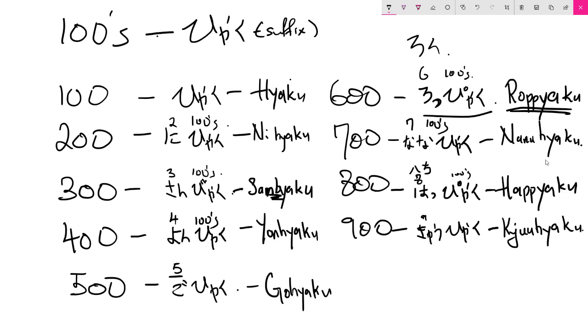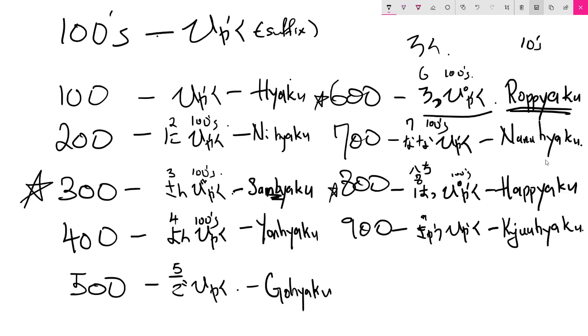So right now what we've covered is the 10 series, which is 10, 20, 30, 40, 50, 60, 70, 80, 90, right? Then we learned the 100 series, 100, 200, 300, 400, 500, 600, 700, 800, 900. Okay? So remember, 3 has a special reading, 6 has a special reading, and 8 has a special reading, right?